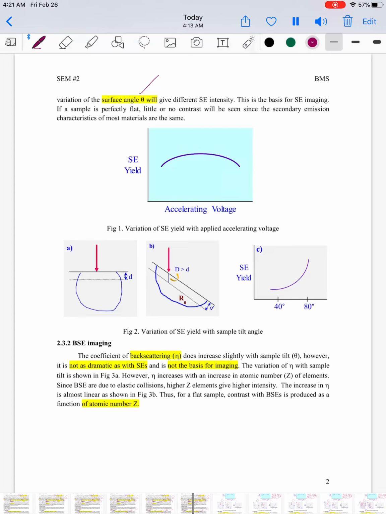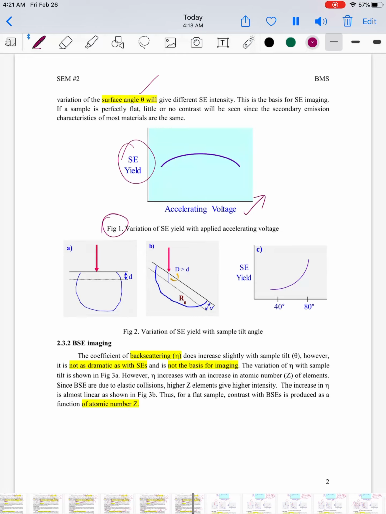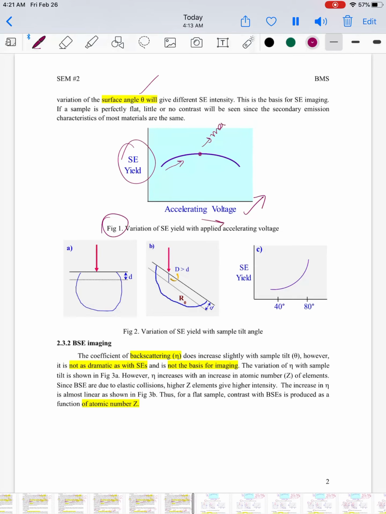Okay, and also from figure 1, SE generation, SE yield is dependent on the accelerating voltage. So we see the graph something like this shown in figure 1. Initially the SE yield increases with the increase in the accelerating voltage up to a maximum. We have a maximum point after which the yield reduces. So why? Let's take an example.